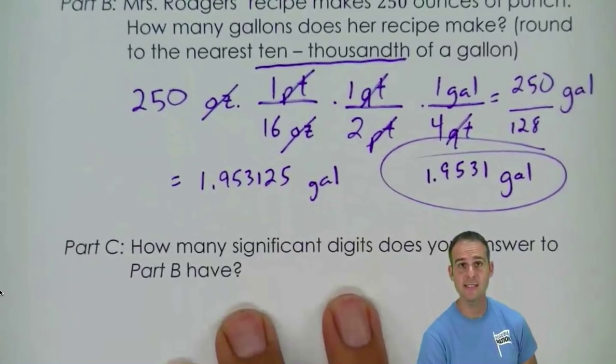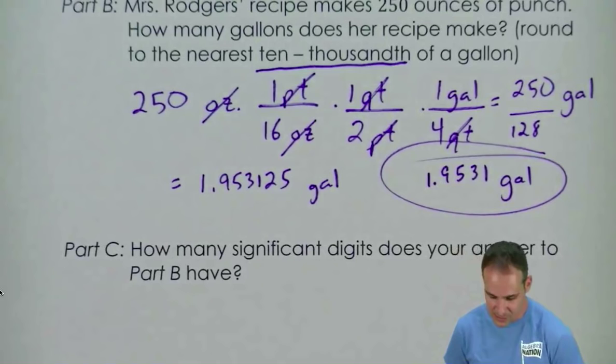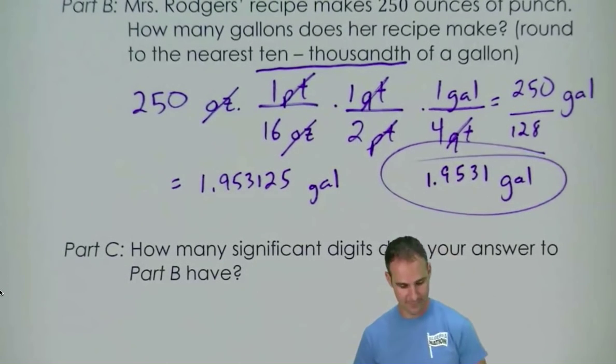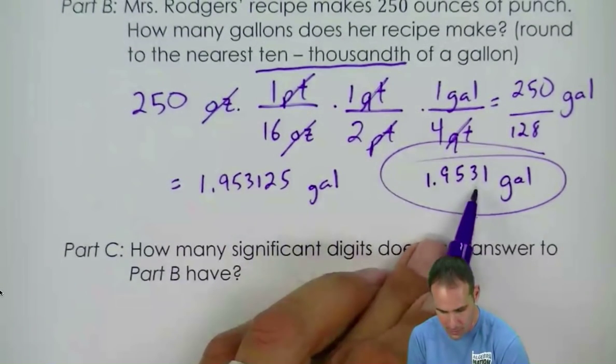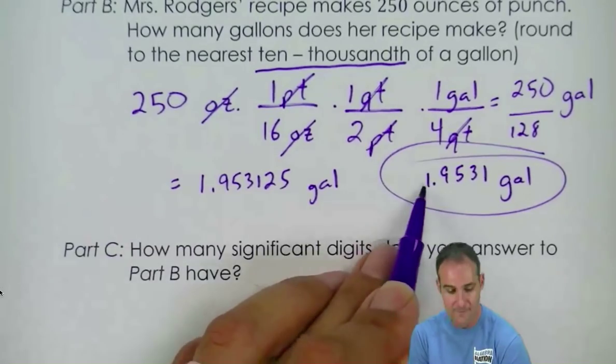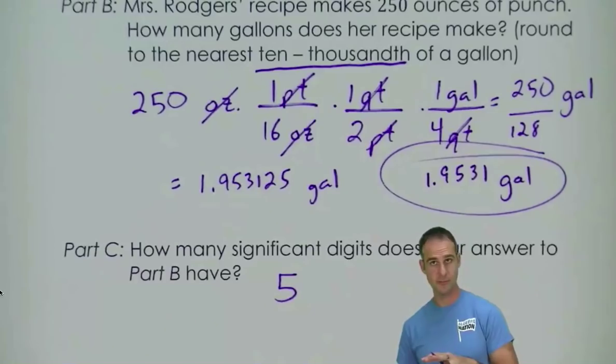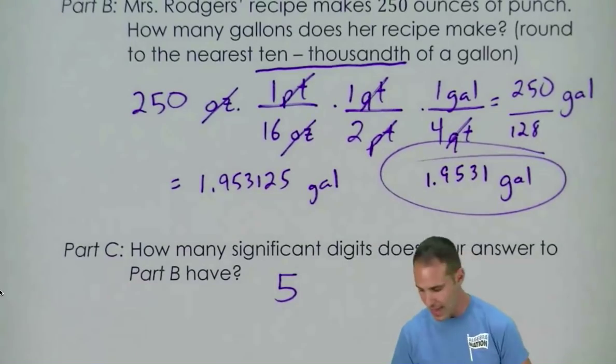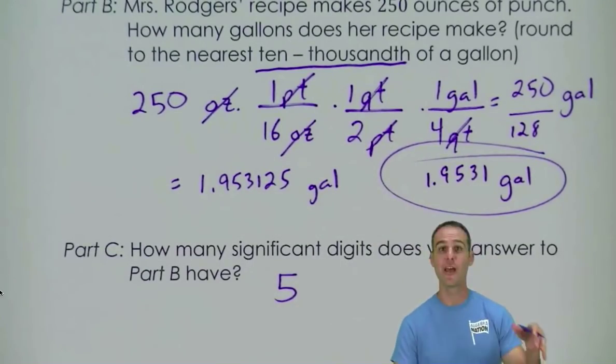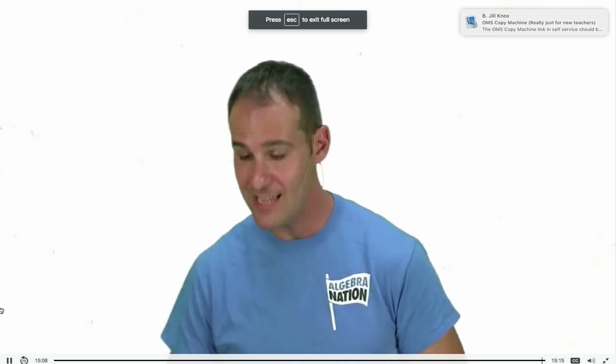And then lastly, how many significant digits does your answer in part B have? Well, I would have 1, 2, 3, 4, 5 in this case. Make sure you remember your rules. So here, once again, we had units, conversions, and significant digits to consider. So, with that in mind, I'll be seeing you in the next video.